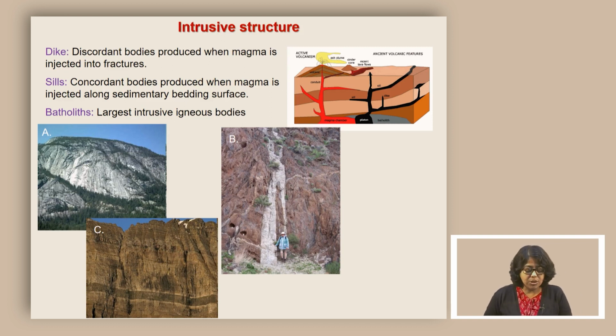So, the first one is called a dike. It is a discordant structure. By that we mean that it cross cuts pre-existing rocks, and it is generally a narrow structure where the magma has been injected through fractures, and these fractures have to be roughly perpendicular to the pre-existing rock strata. Here I have put these pictures not in a regular order, just to adjust your eyes to which kind of structure would be connected to which definition.